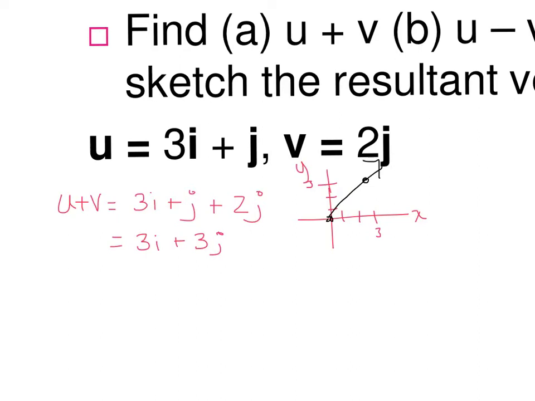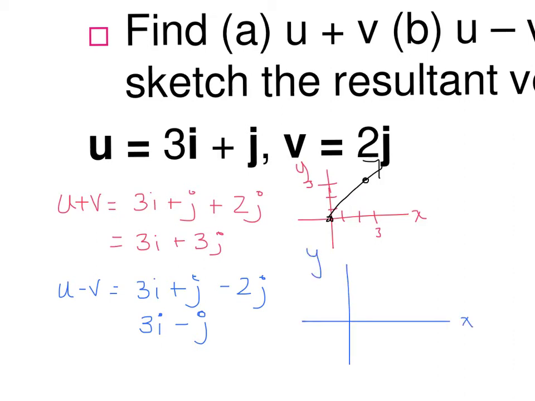All right, now we have subtraction, so I'm doing u minus v. So again, 3i plus j minus 2j. So we end up with 3i minus j. And when we graph that, here's x, y. Our initial point 0, 0, terminal point 3, negative 1.